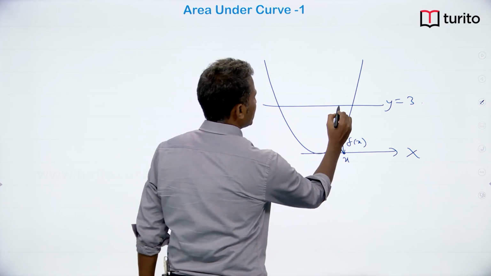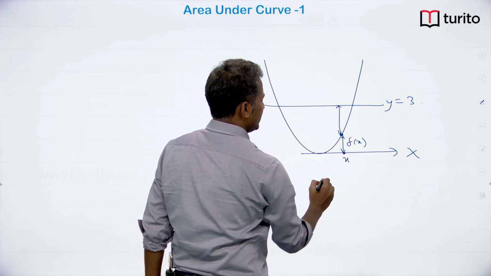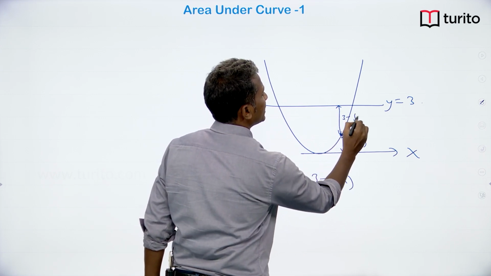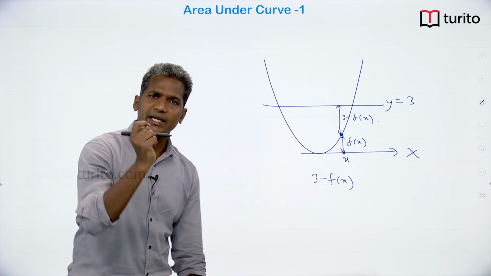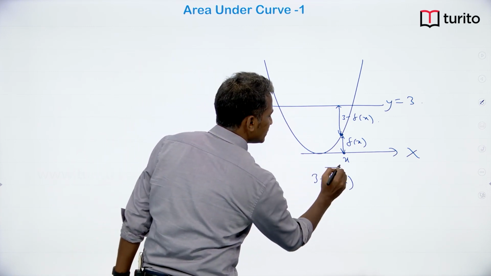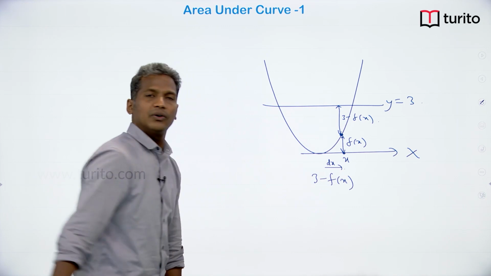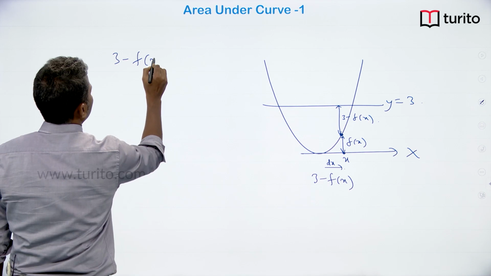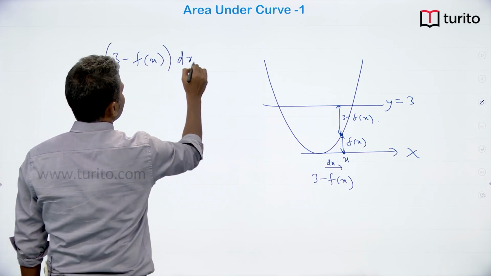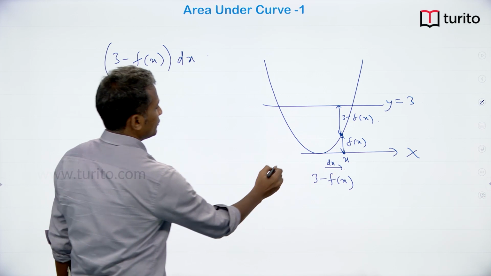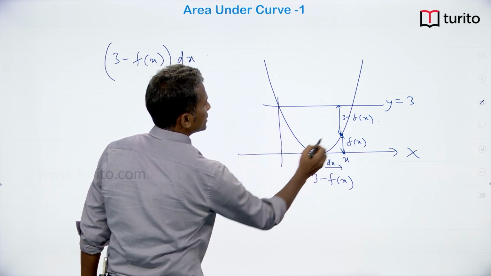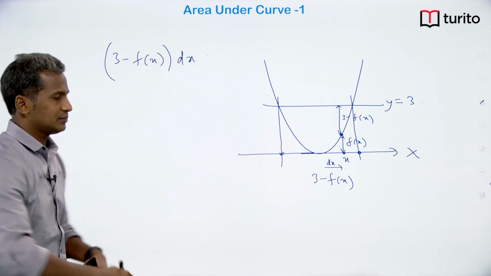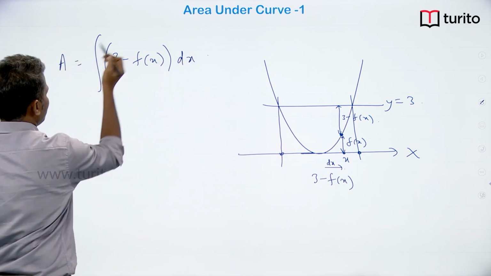Now if I subtract the height from 3, that means if I do 3 minus f of x, I am going to get this height, and dx is anyways varying in this direction, this is our dx direction. So if I take 3 minus f of x and integrate it from these two values, this boundary and this boundary, then I am going to get the area. This is another idea.